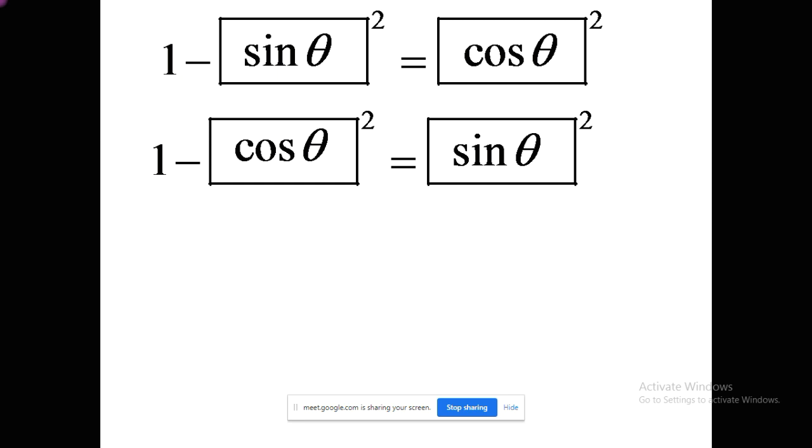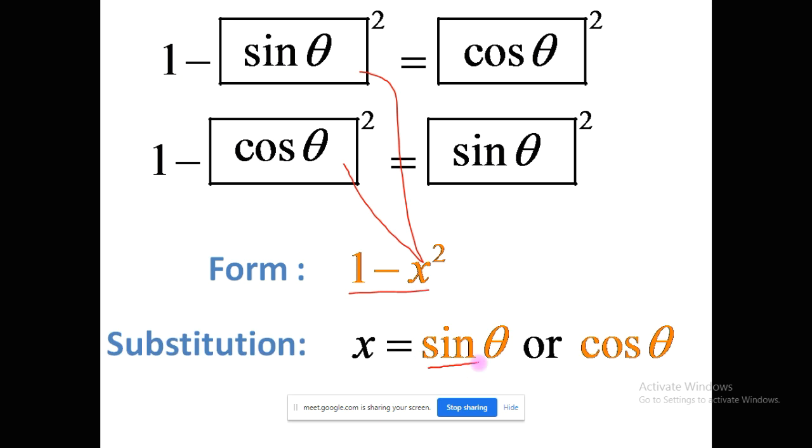So basically we are looking at the form. If some expression is of this form, that is 1 minus x square, I am writing x for this box or for this box, then what should be the value of x we are going to decide. Right now, as you have seen, x should be sin theta or it should be cos theta. Then only we will get some meaningful answer.